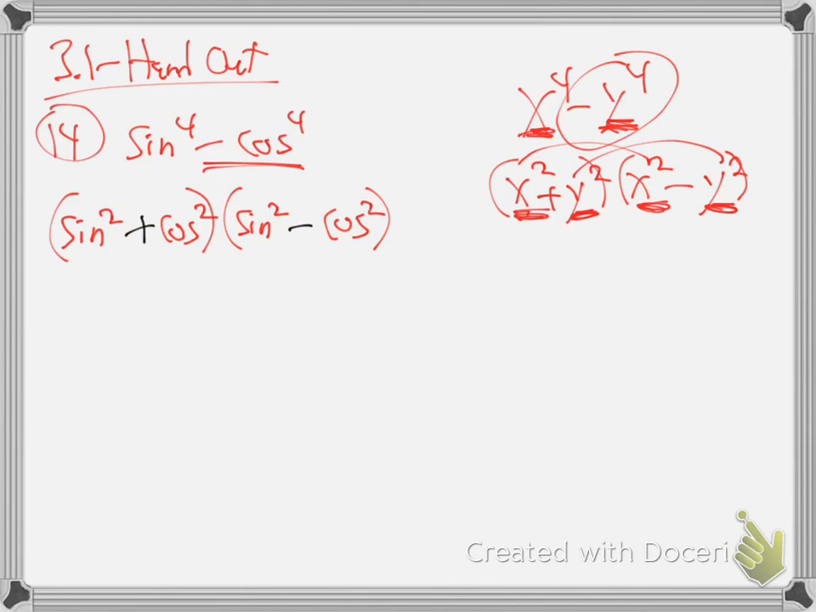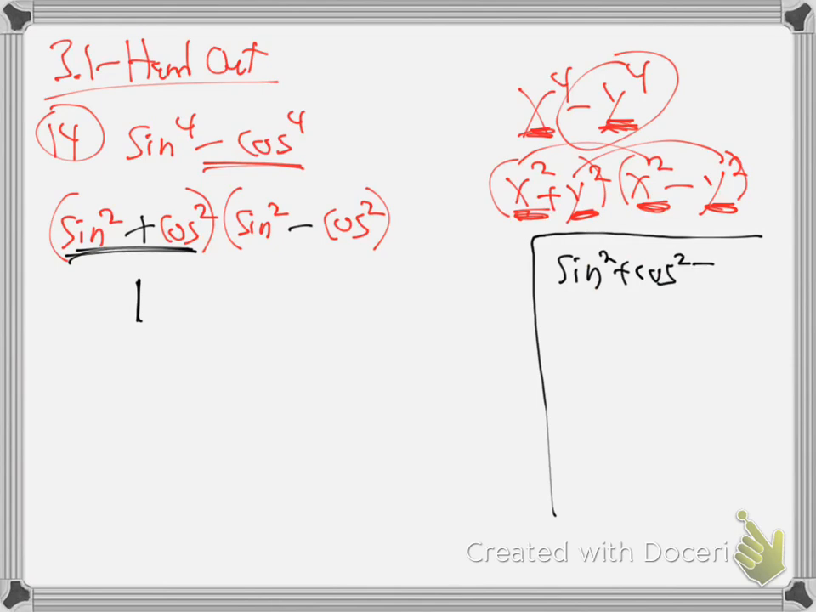Now, what is sine squared plus cosine squared? 1. That's a big one. Remember that Pythagorean identity that we have learned? Sine squared plus cosine squared is 1. I'll write that over on the side. You want to know those, because we're going to keep using them again and again. You want to really start to know that one.